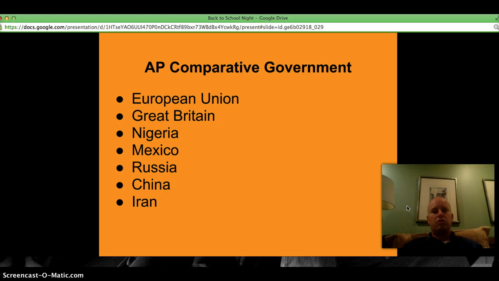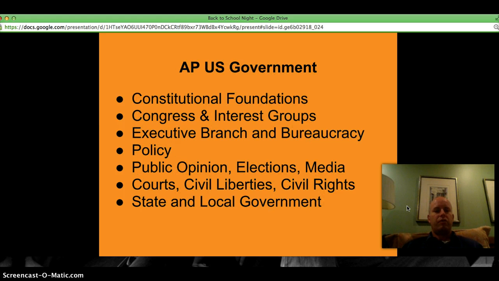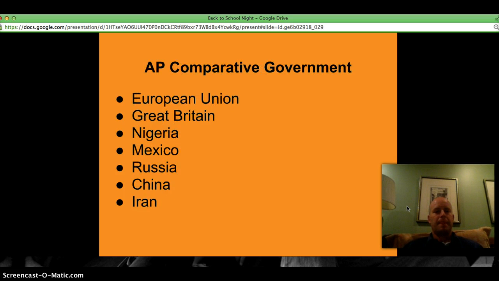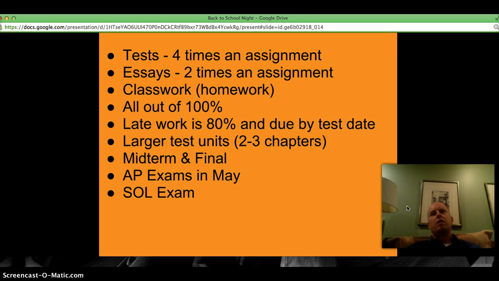The kids who are doing AP comparative are then going to be doing those 6 countries plus the European Union. All students after the AP exams in government are going to do state and local government as well. They're at the bottom. So how does the class work?